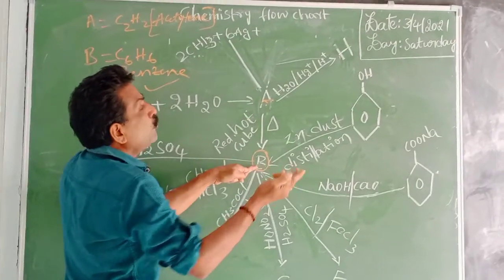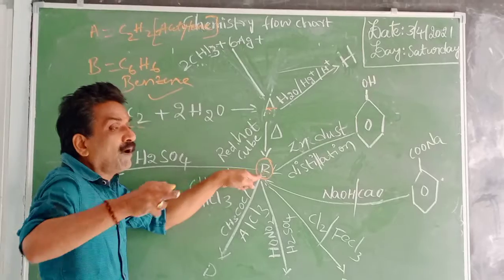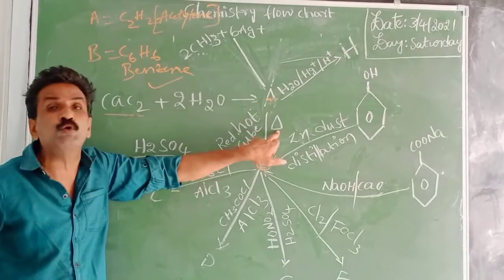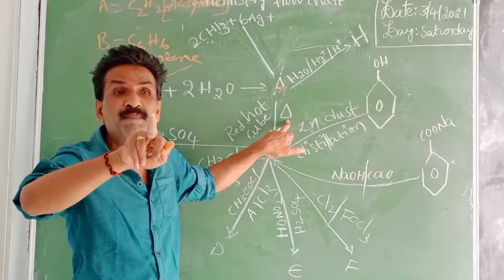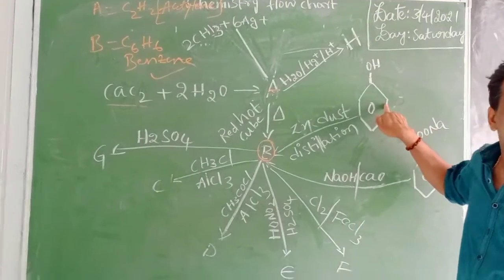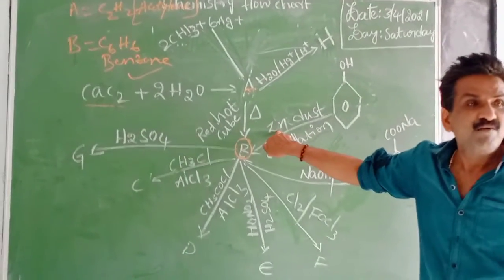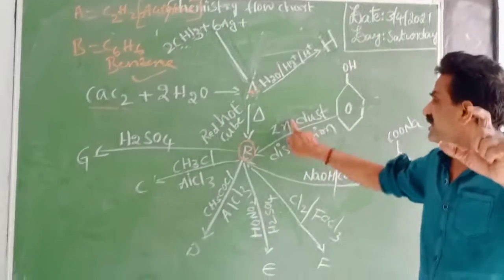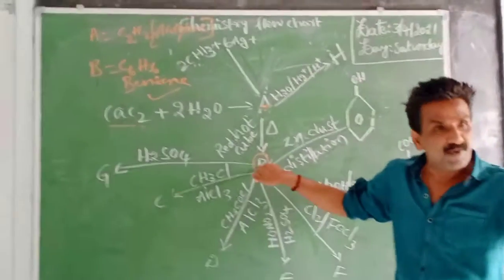Benzene. How are you going to prepare benzene? Acetylene is passing through a red hot tube, we get benzene. Another method is there to prepare benzene. What is that? Phenol. Phenol reacts with zinc dust, and on distillation we get benzene.